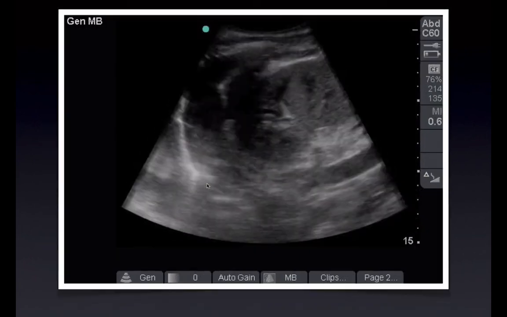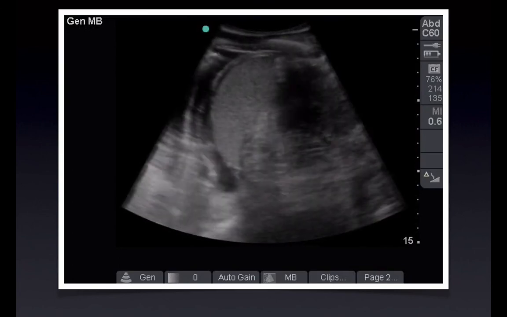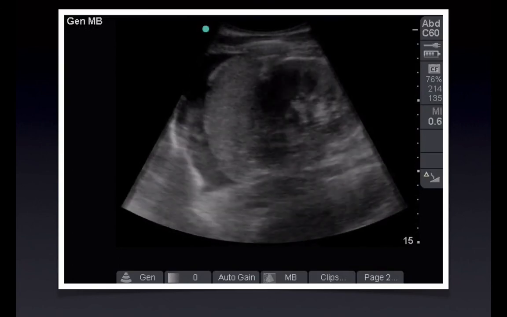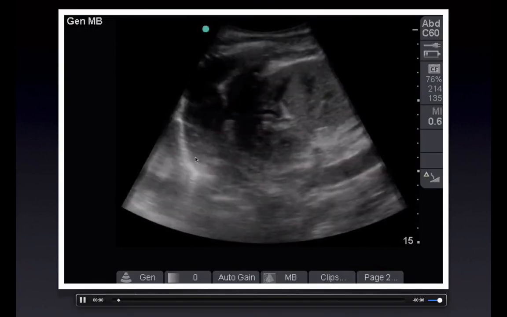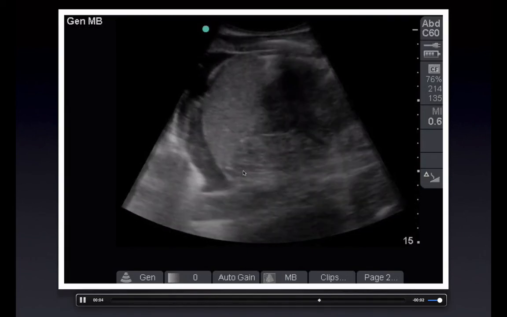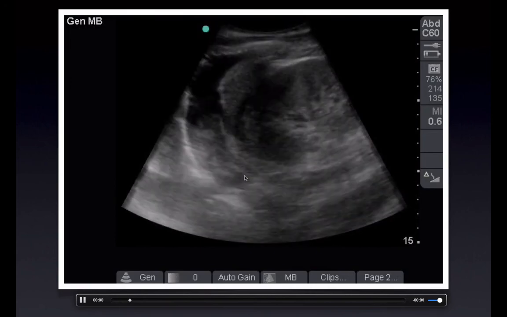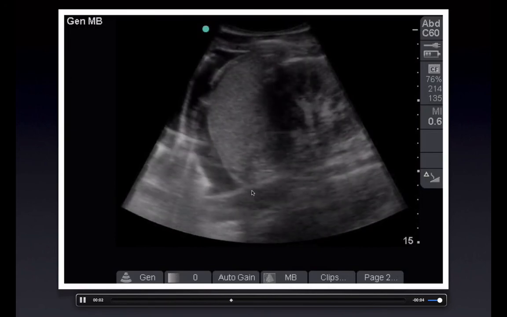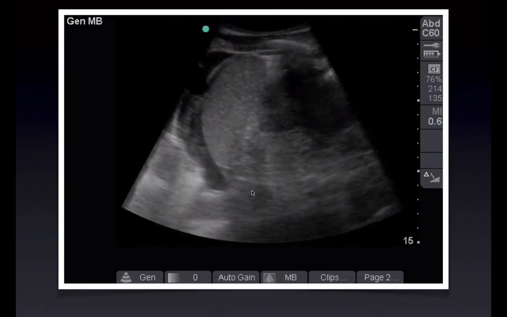Interesting. And let's do maybe one more. Left upper quadrant, hemothorax, okay? And a little bit of subphrenic blood there. Very subtle, okay?